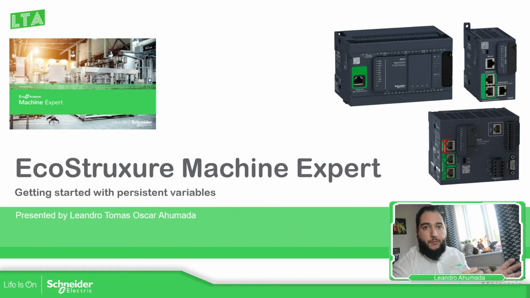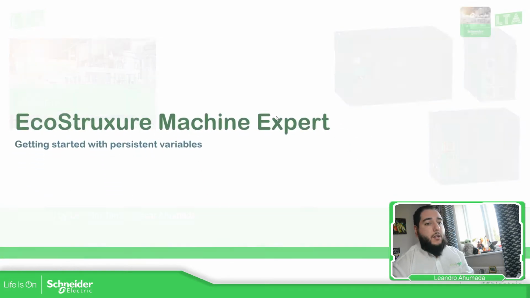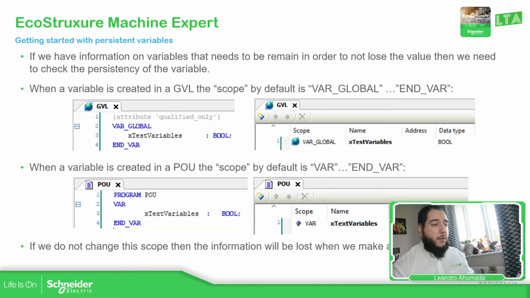As mentioned a few seconds ago, sometimes when we have, for example, the configuration of our machine, we don't want that information to be lost from the controller. We need to save that. So today we're going to show you how we can do that. If we continue with this part of the presentation, it's simple.